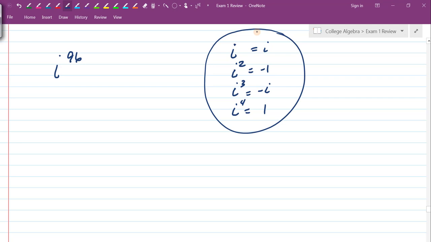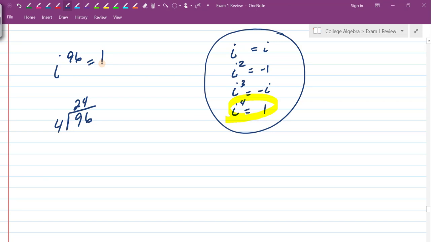The fastest way I know of doing this is take the 96, divide it by 4. So we stick that in our calculator. We go 96 divided by 4, and we find out that that is 24. 24 is a whole number. So when you end up with a whole number, that means that's equivalent to i to the fourth. So i to the 96 is going to be equal to 1.